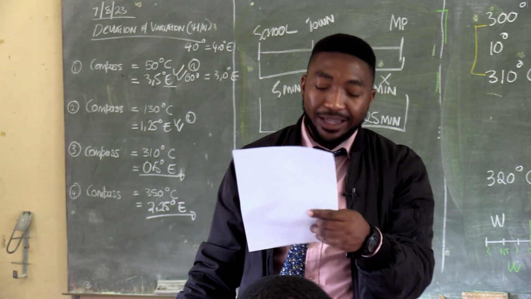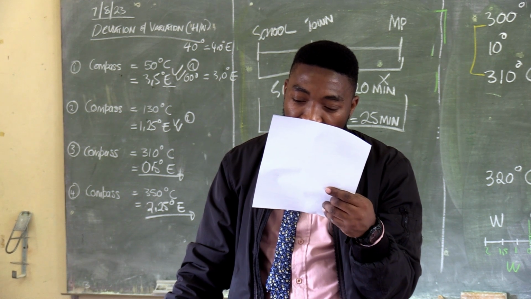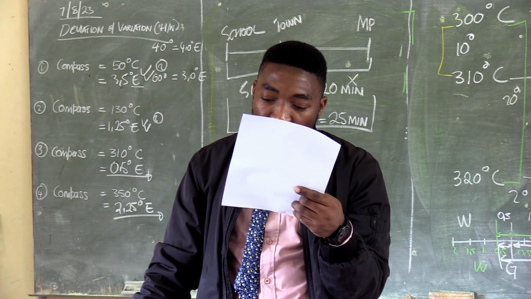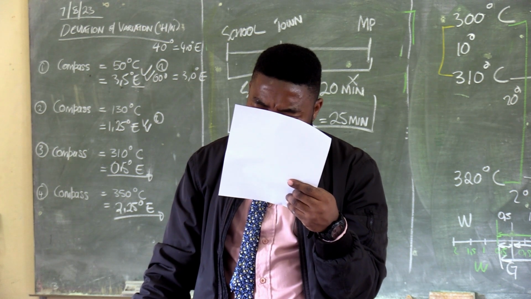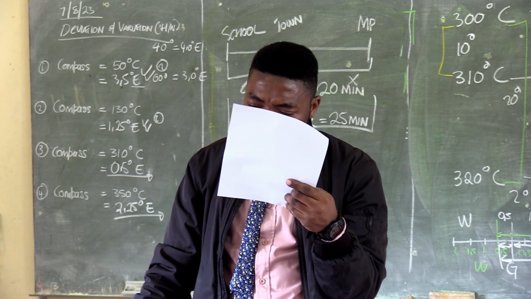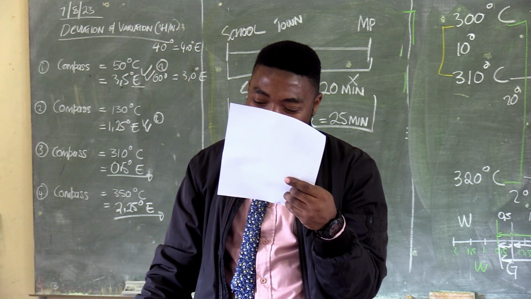Let's go through the step by step. From that one, you will say D times minutes, D times degrees, minutes.